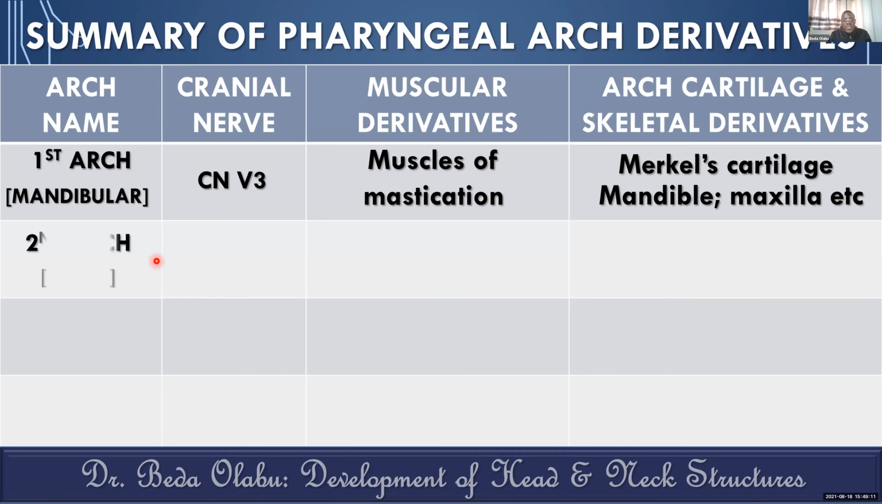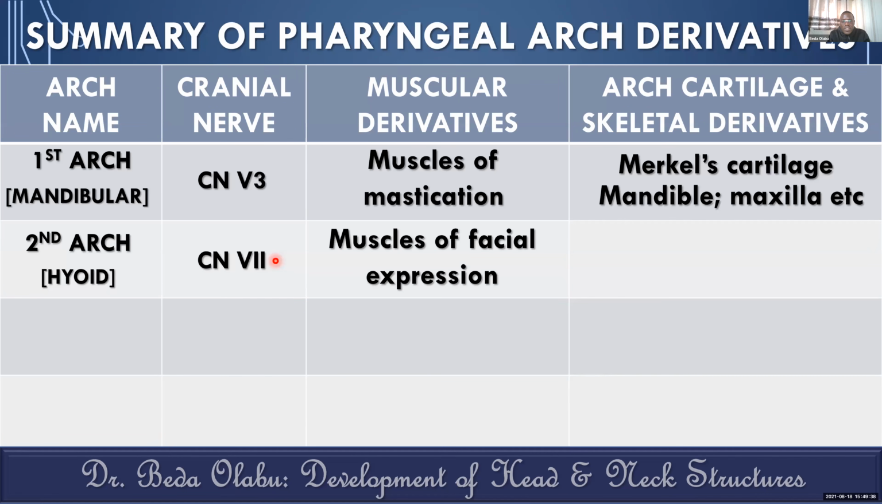All right, now let's talk about the second pharyngeal arch. The second pharyngeal arch is also known as the hyoid arch. The nerve that supplies the derivatives of the second pharyngeal arch is the facial nerve. So the seventh cranial nerve is the nerve of the second pharyngeal arch. The musculature which arise from the second pharyngeal arch are muscles of facial expression.